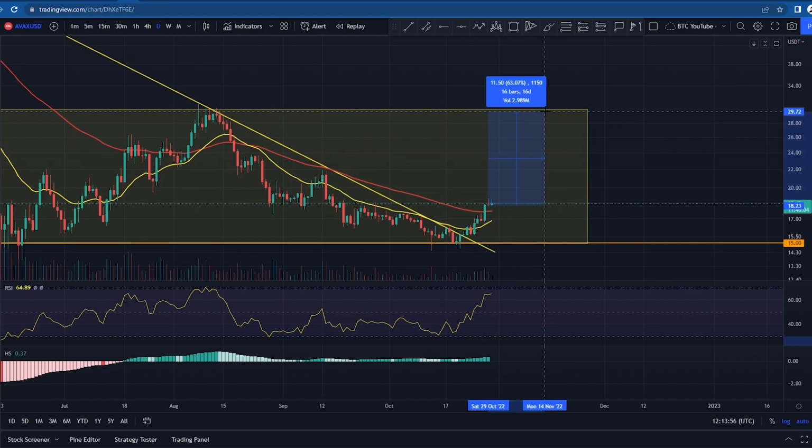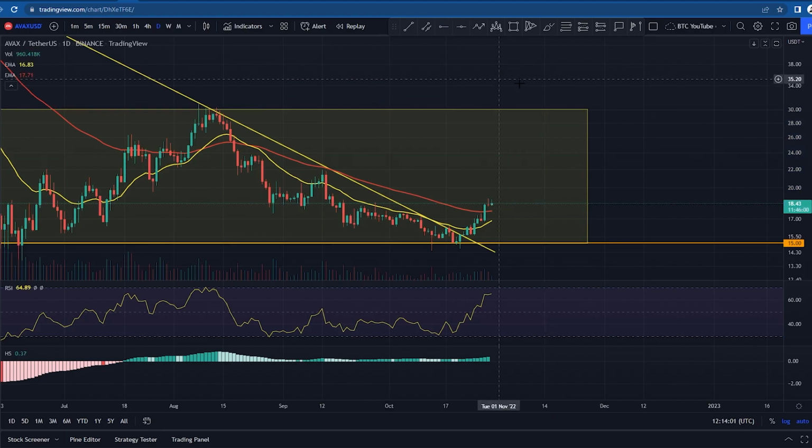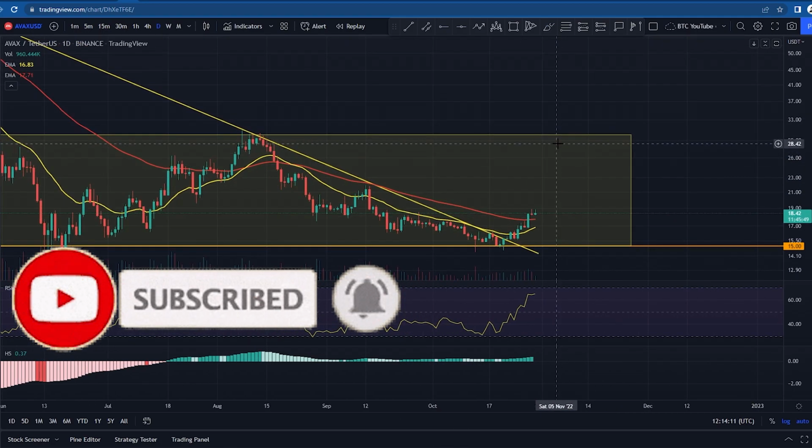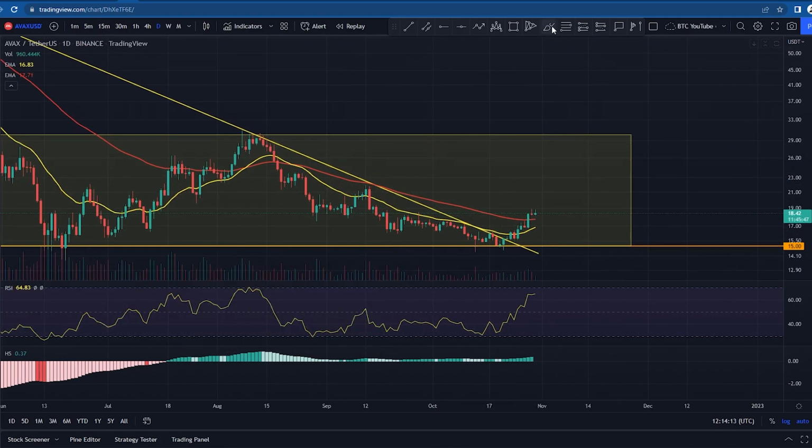Realistically, we're looking at this and thinking about putting in some cheeky longs for Avax, because that's a nice 65% gain if we do head up to this next technical target, which is the top of the range. Obviously we've got a bit of resistance here at around $20, but it's fairly clean sailing towards the top of that range, especially with all the bullish things that we are seeing here.